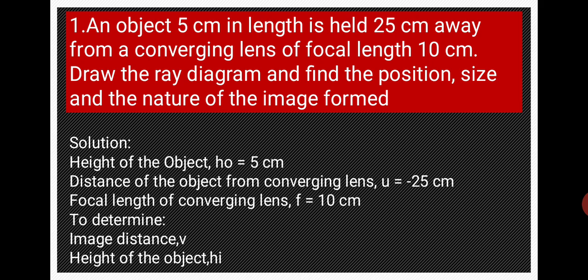The sign convention of the data is very important in light problems. Next, the object height is 5 cm and it is kept 25 cm away from the lens. So always the object distance should be mentioned with a negative sign. So object distance u is minus 25 cm and the height of the object is always positive, that is plus 5 cm. So these are the given data. You have to determine the image distance and the height of the image.